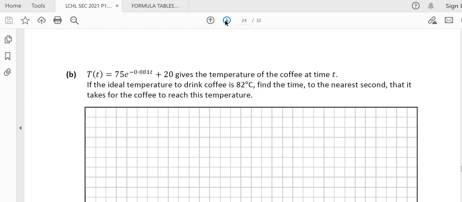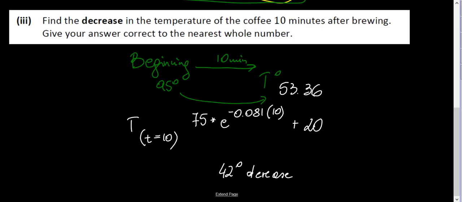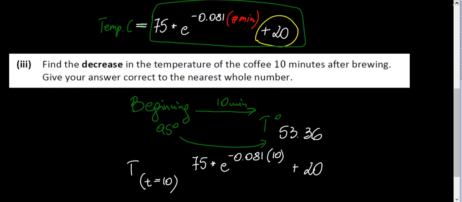Okay, next part. Our function T, again, gives the temperature of the coffee at time t. If the ideal temperature to drink coffee is 82, find the time to the nearest second that it takes for the coffee to reach this temperature. What are we looking for? Time. If we are looking for the number of minutes, that means they have given us the temperature of the coffee, and they said 85. Okay, so that means the temperature of the coffee is 80, not 85, sorry, I apologize, 82, isn't it?